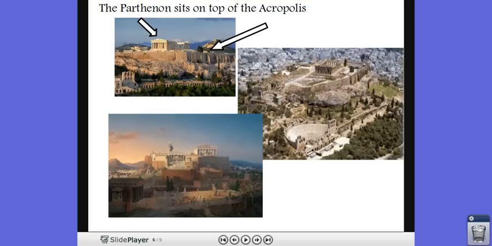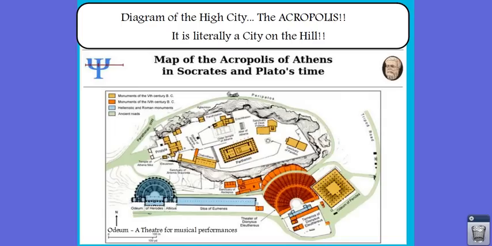Now I've got you a diagram here. I'm actually going to put this in the next video as well. This is the diagram of the high city, the Acropolis. It is literally a city on the hill. And if you look really carefully here, you can see the Parthenon. You can see the sanctuary of Zeus. You can see the Odeum, which is a theater for musical performances.